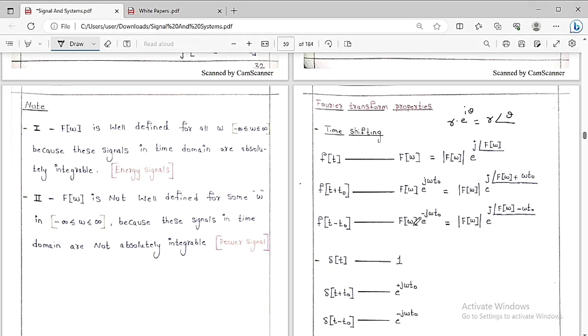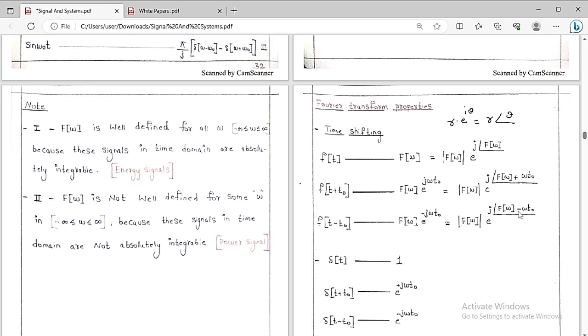Suppose f of t minus t naught is there, then the Fourier transform is f of omega into e to the power of minus j omega t naught, or mod of f of omega into e to the power of j of the phase angle of f of omega minus omega t naught. So here plus means here plus, here also plus. The minus means here minus, here also minus. As a shortcut, I can write generally: for f of t plus or minus t naught, the Fourier transform is e to the power of j, plus or minus omega t naught, into f of omega.